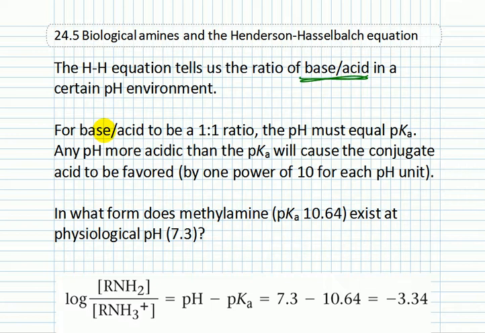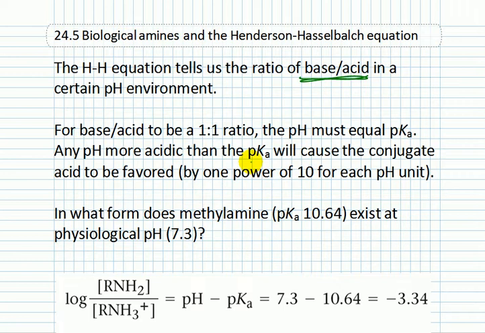So if I had just regular old ammonia and ammonium, that pKa is around 9. If pH was 9, we'd have 1-to-1 ammonia and ammonium. Any pH more acidic than that will cause the conjugate acid to be favored. And remember, it's favored by 1 power of 10 for each pH unit. So if I go down acidic by 1 pH unit, we favor the acid form by 10. If I go more acidic by 2 pH units, I favor the acid form by 10 to the 2, or 100. If I'm 5 pH units more acidic, I favor the acid by 10 to the 5. And vice versa. If we're more basic, we favor the base form by 10 to the whatever.